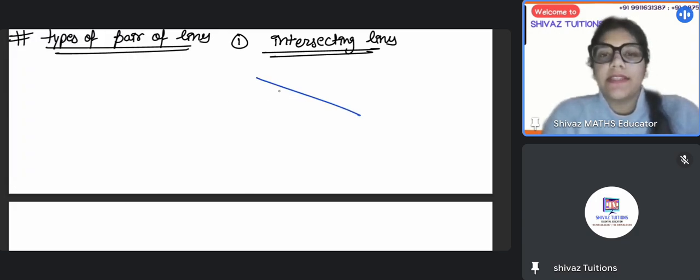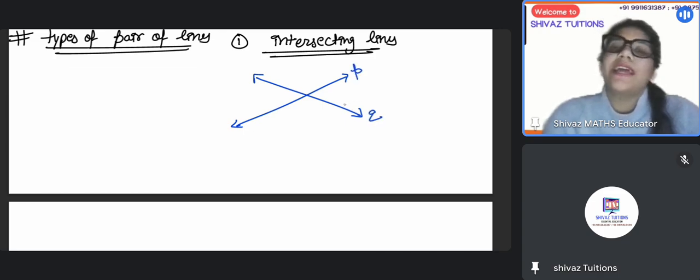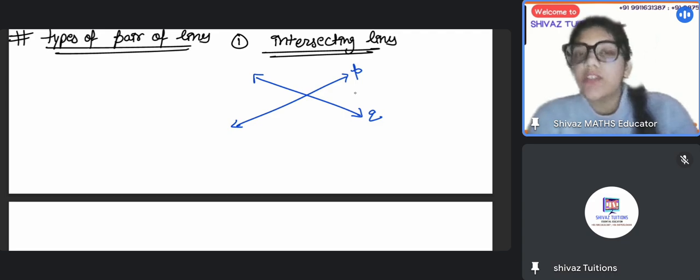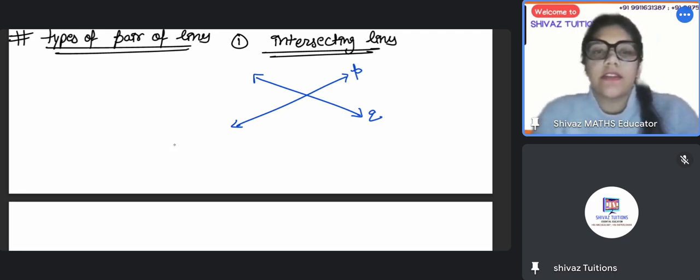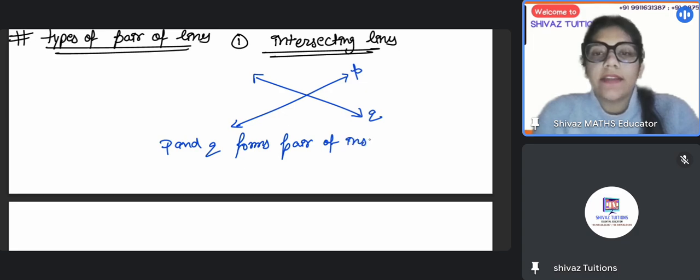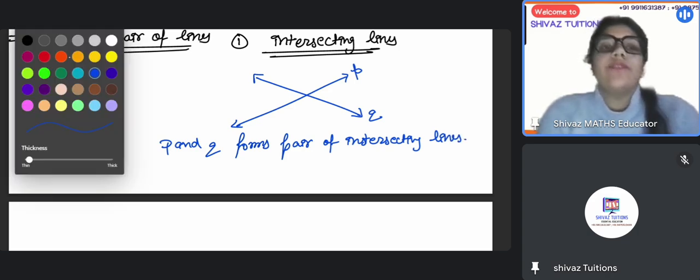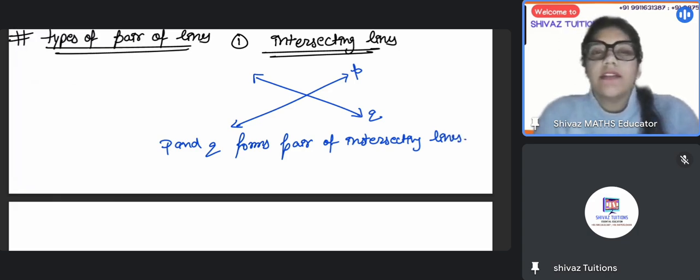For example, let's say these are my two lines. I am naming them: this is P and this is Q. Both lines are intersecting, they are cutting each other, so I can say they are intersecting lines. P and Q form a pair of intersecting lines.